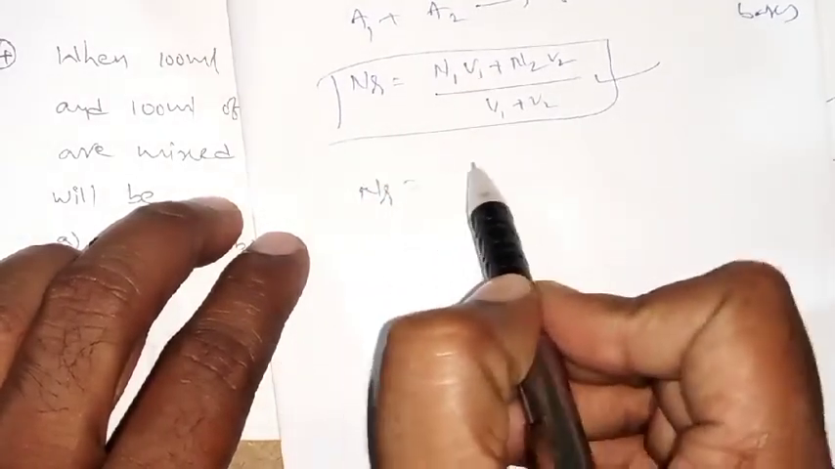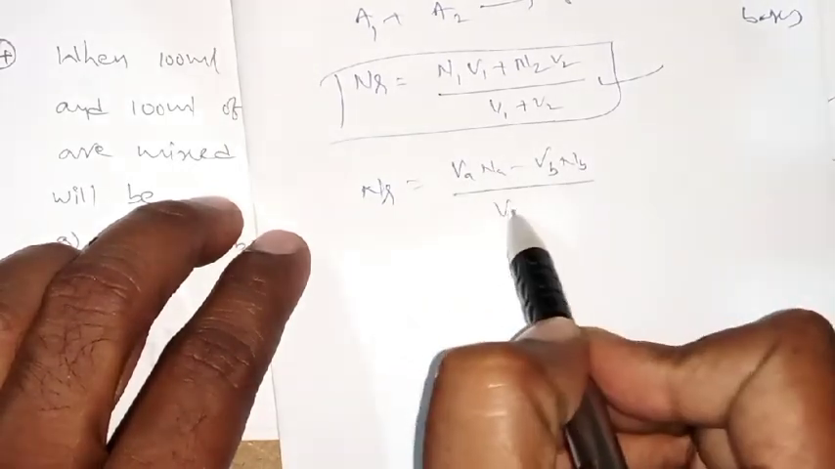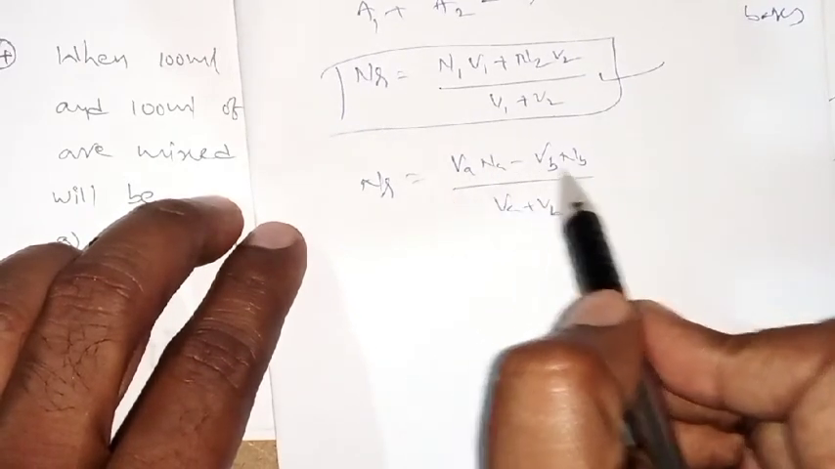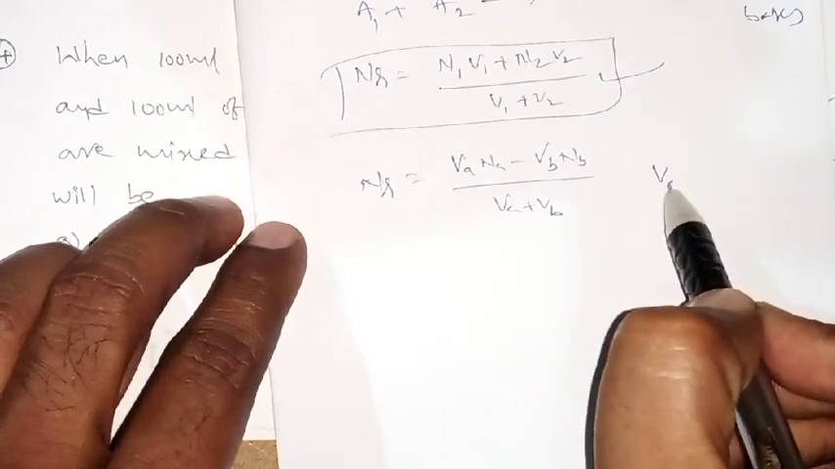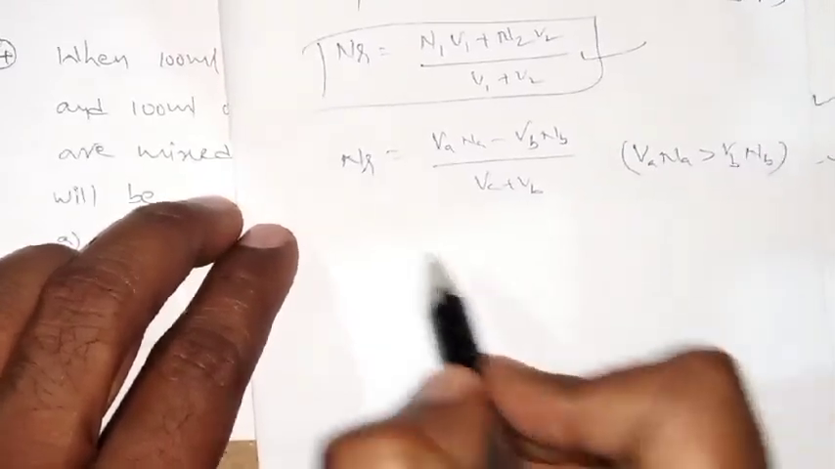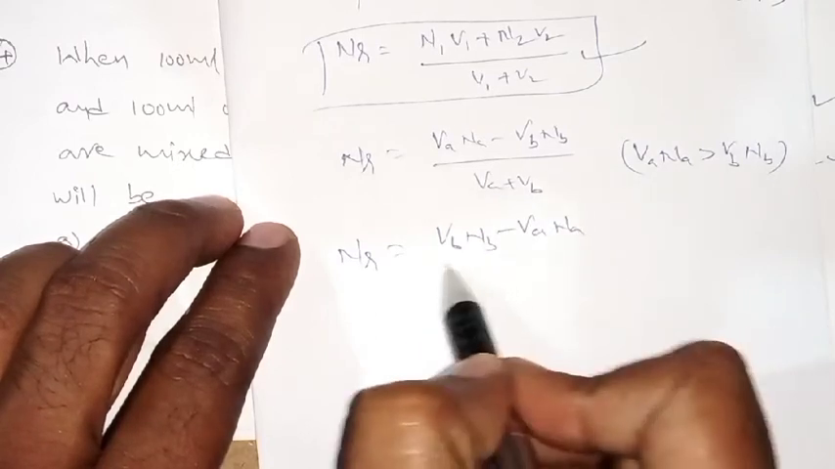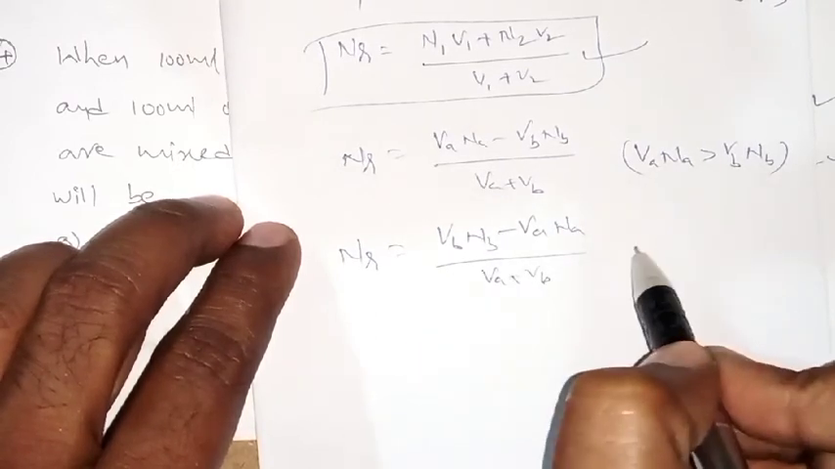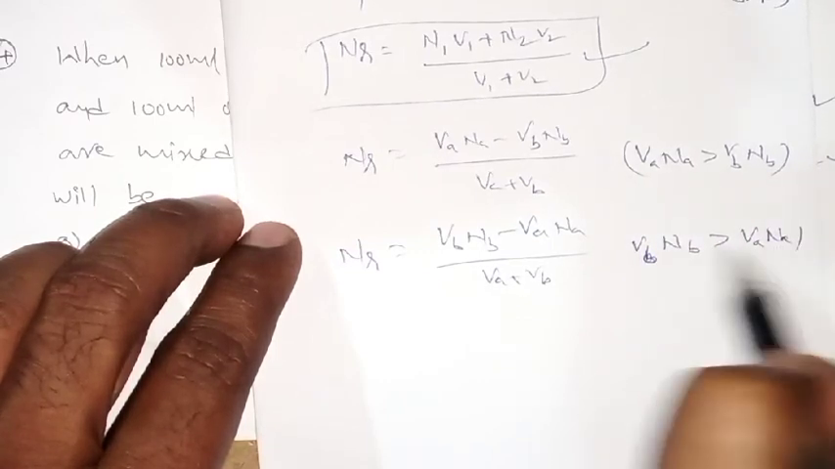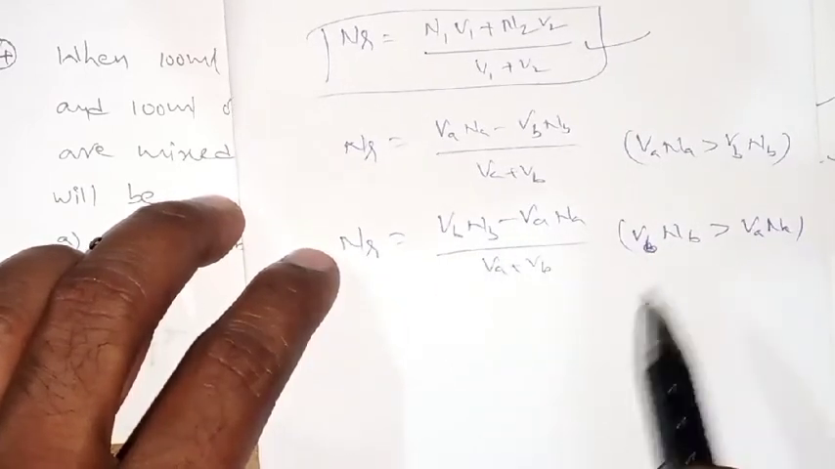For example, if acid and base are mixed, in that context you can use this formula: N resultant equals N_A V_A minus N_B V_B by V_A plus V_B, where these are the volume and normality of acid and the volume and normality of base, when N_A V_A is greater than N_B V_B. Remember that. Similarly, N resultant equals N_B V_B minus N_A V_A by V_A plus V_B, in this context when base is greater than acid. If the volume into normality of the base is more than the acid, then you can use this formula.